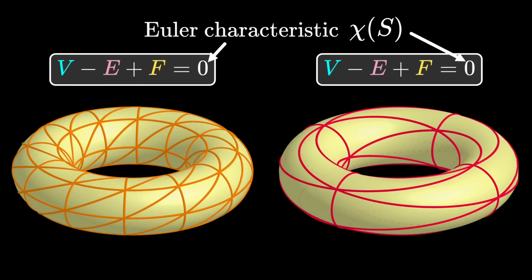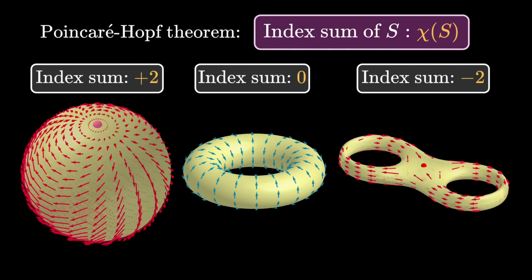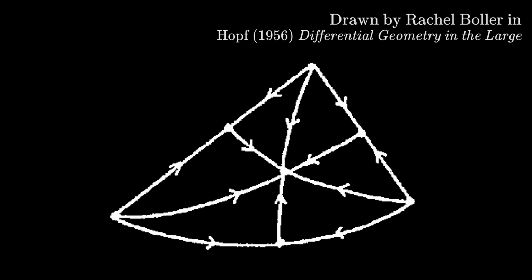We're about to kill two birds with one stone. We'll see why this number doesn't depend on how you triangulate the surface, and at the same time, prove the Poincaré-Hopf theorem. It's basically just one diagram given in the book Hopf authored.